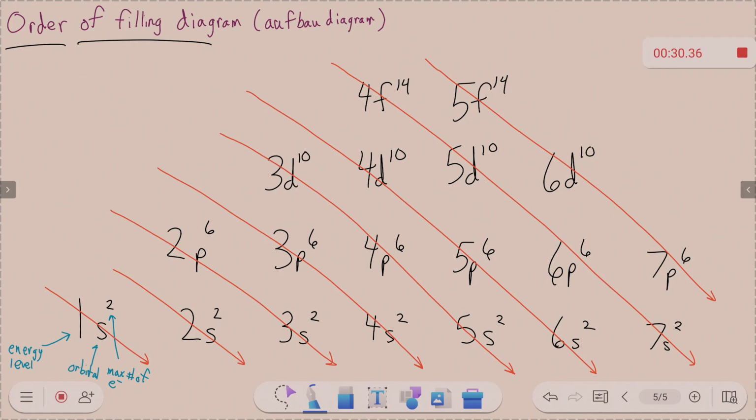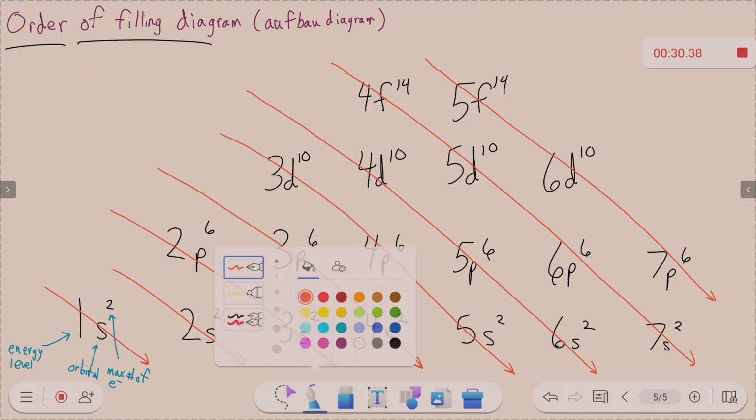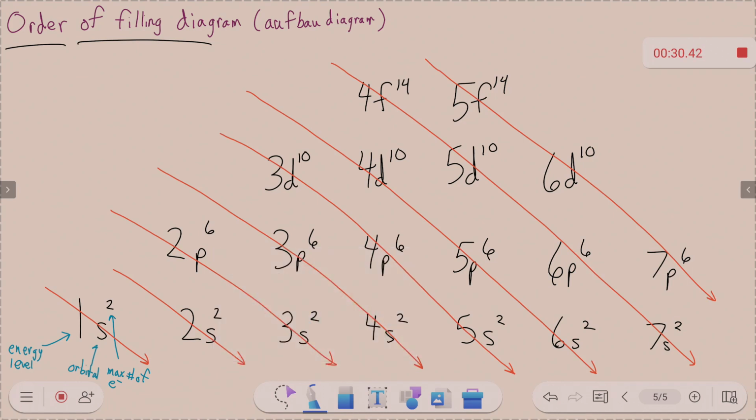Let me show you what this is going to do. So we will look at chlorine now. So I'll look at chlorine up here. Chlorine has 17 protons. If it's an atom, it has 17 electrons. So I have to place 17 electrons. So I will start here, 1s. The first electrons will go in the first energy level, s orbital, and I have 17 electrons to place.